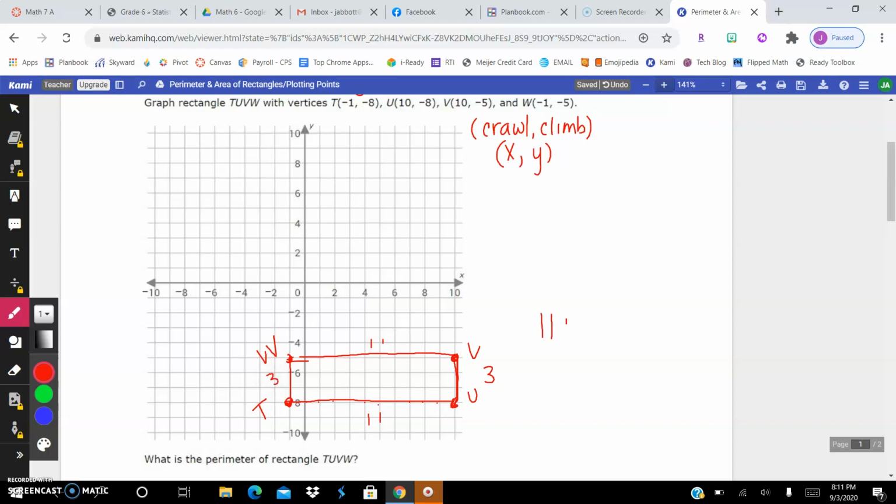If this side's 3 over here, then this side is 3 over here. So we would have to do 11 plus 3 plus 11 plus 3. So that would give us 22 plus 6. And that would be 28. And we don't know if this is inches, feet, or what, so we're just going to say units. So 28 units is the perimeter of that particular rectangle.